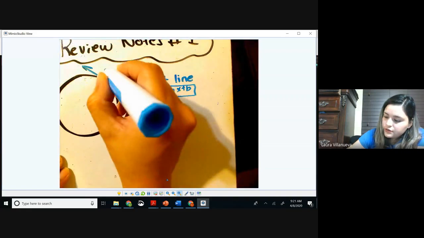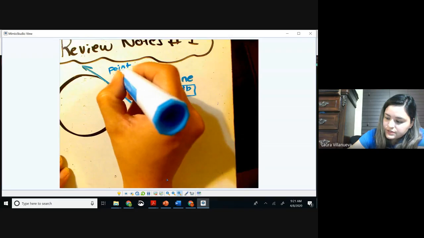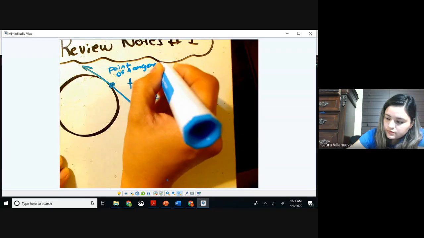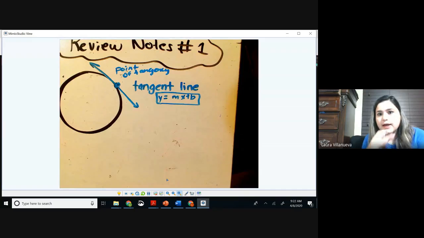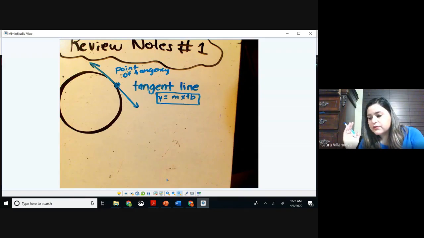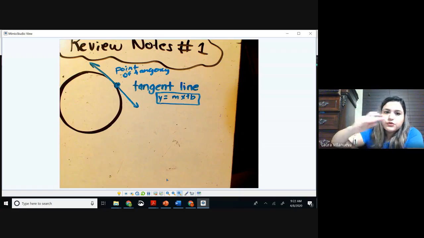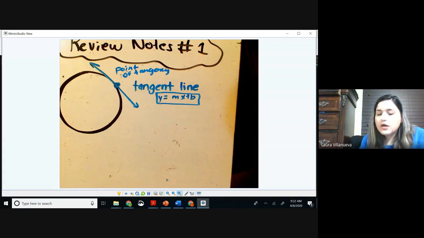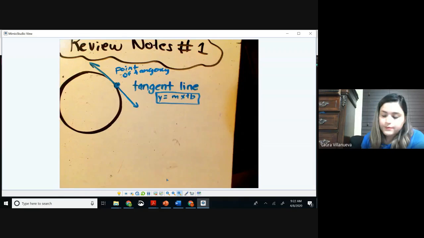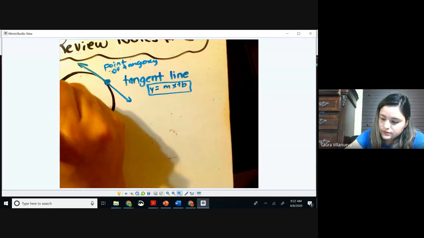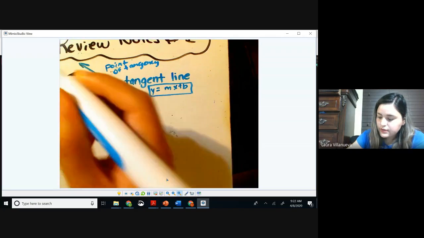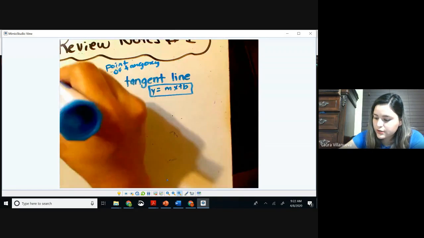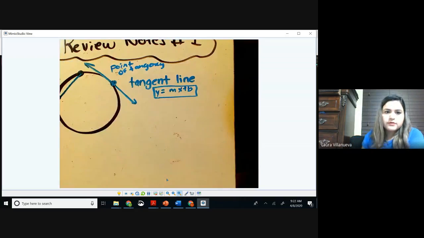This point right here is called the point of tangency. And a tangent line is a line that passes through your circle, but doesn't go through it. It's right on the edge of that point. A lot of you are going into calculus later, and you're going to see a bunch of tangent lines and the real world applications to them in calculus.